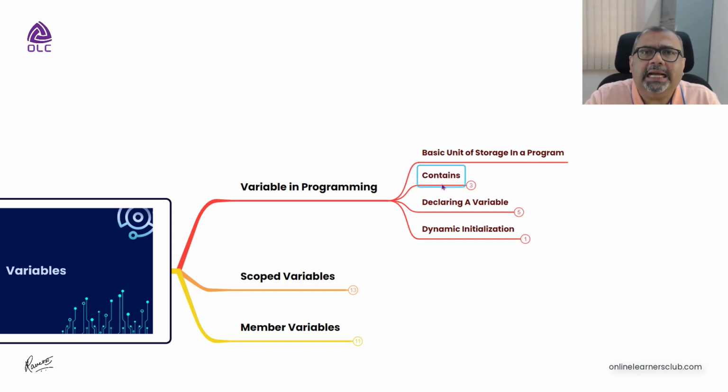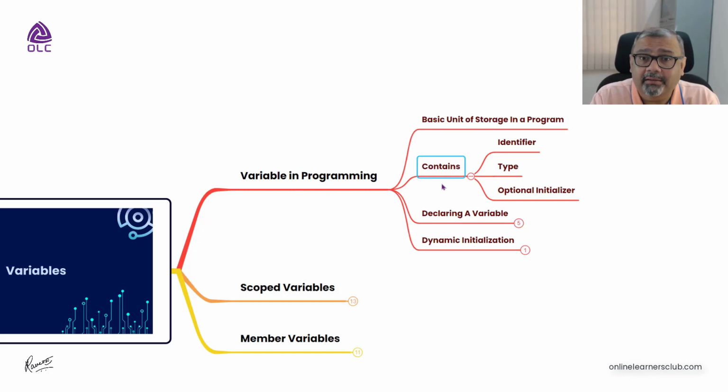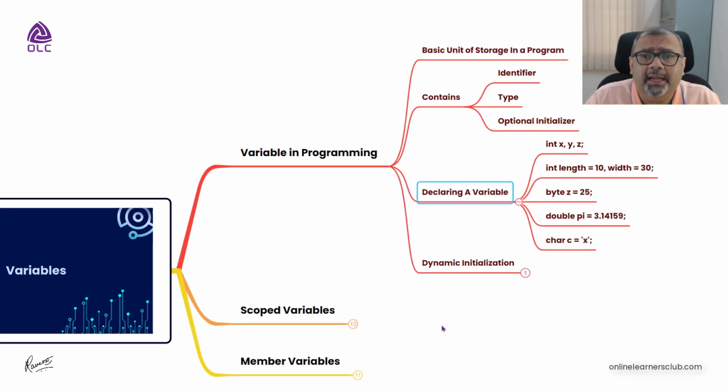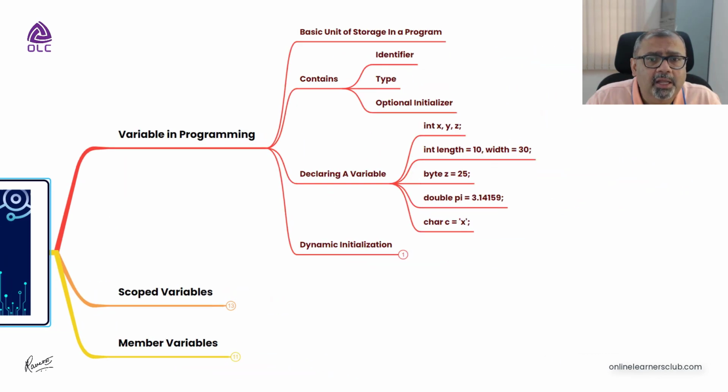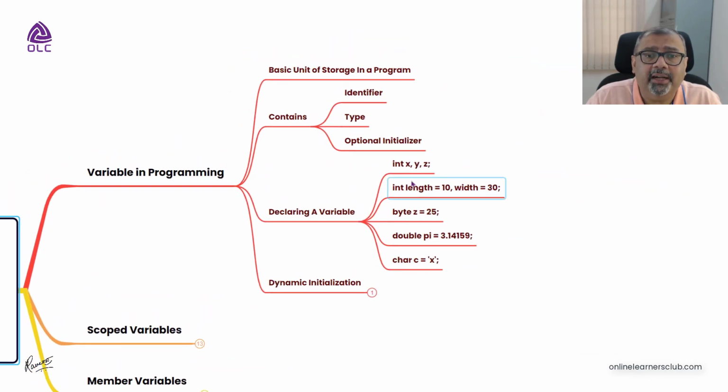A variable basically contains an identifier, a type, and an optional initializer. We discussed what an identifier is in the previous chapter. So how do you declare a variable? Let's take a look at it. Here you can see that I have an identifier of type int. So we have int x, y, z. This represents a statement where I am declaring variables of a type. We have identifiers x, y and z, and they are of type integer.